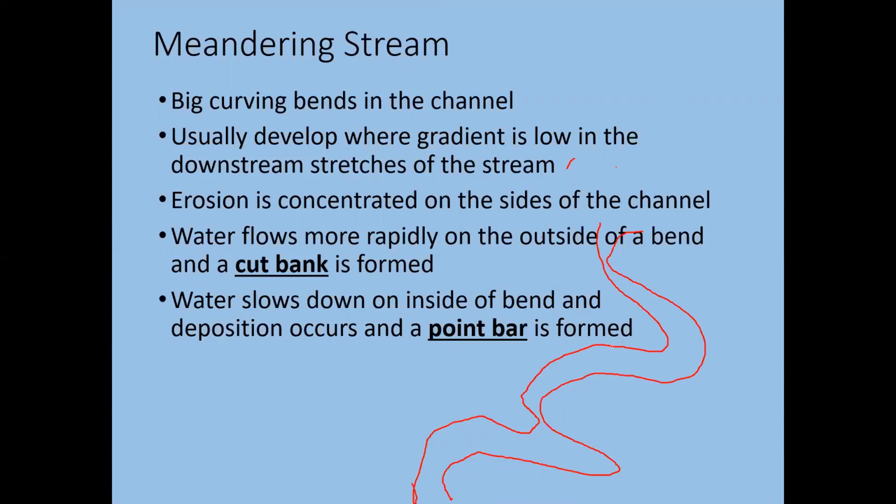So this would be the inside of the bend here, right here. So we would tend to get a point bar here. This over here is going to be the outside of the bend, so we would get a cut bank here. And that sets the stage for movement, because if things are being deposited over here, like sandbars or gravel bars, then that means that the river is being pushed this way. Here, deposits, the river is being pushed this way.